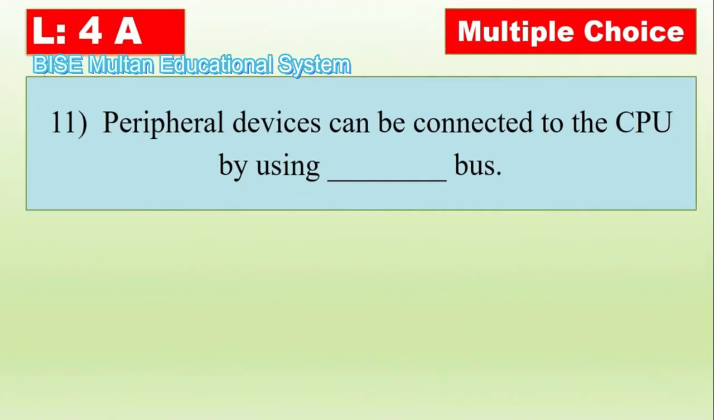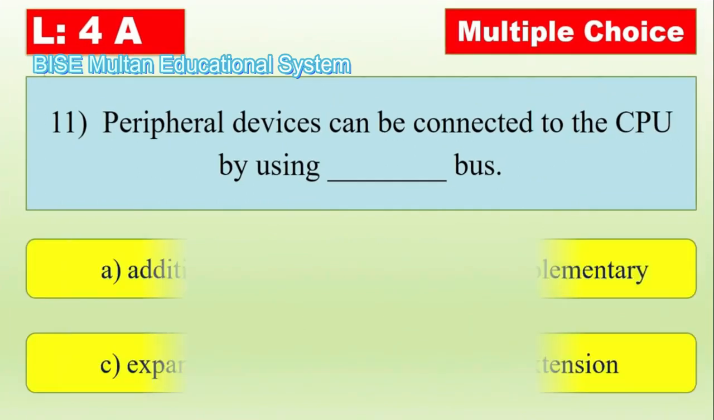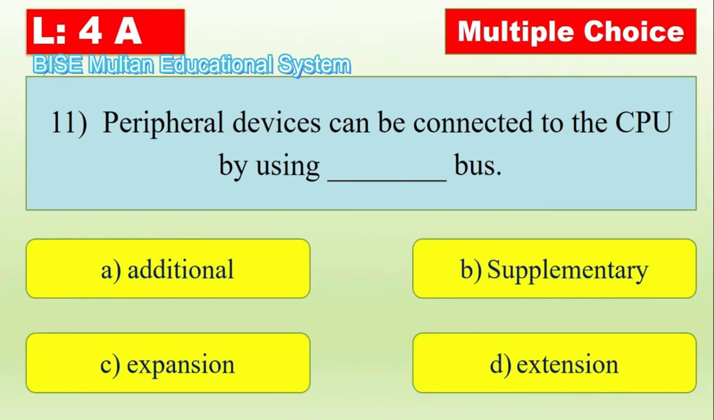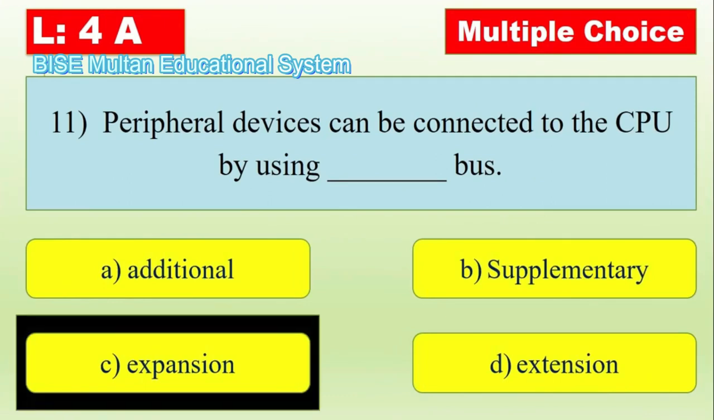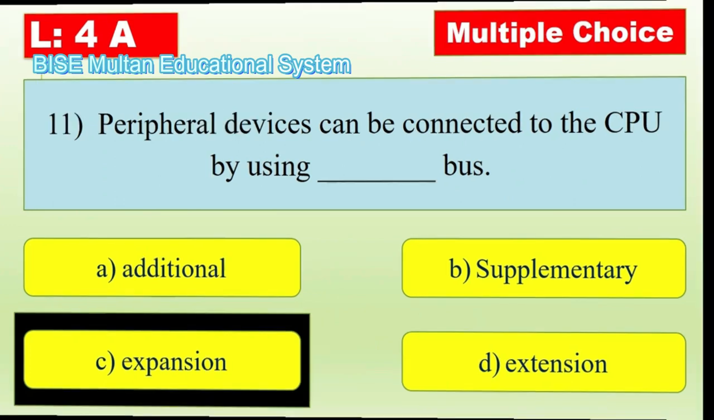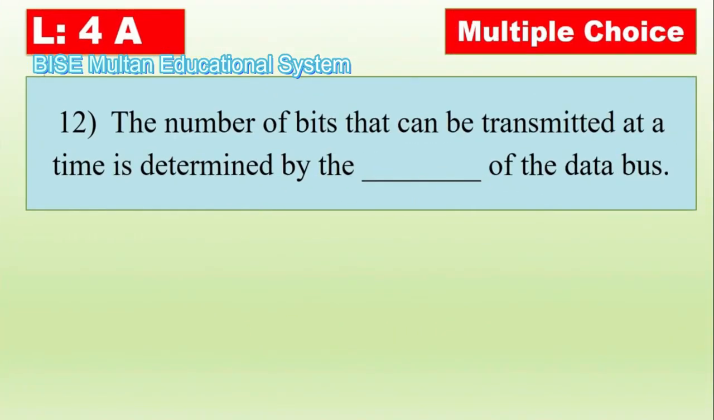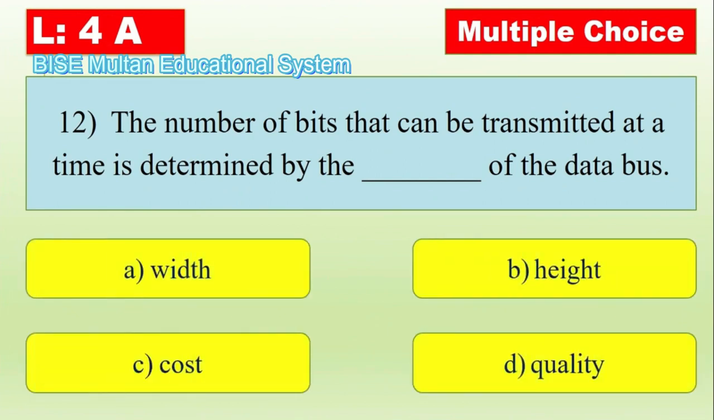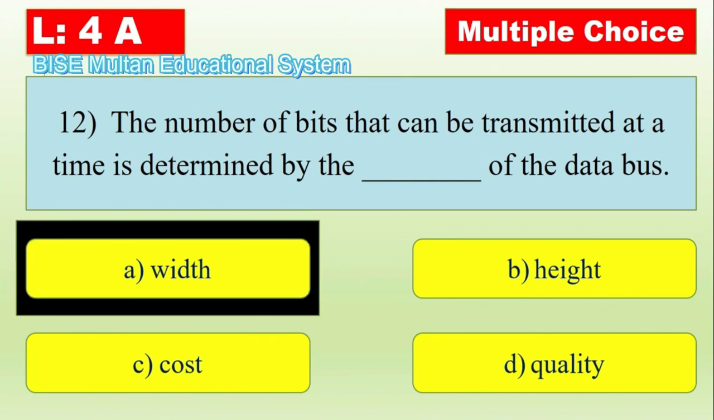Question number 11: Peripheral devices can connect to the CPU by using dash bus. The answer is expansion bus. Question number 12: The number of bits that can be transmitted at a time is determined by the dash of the data bus. The answer is width of the data bus.